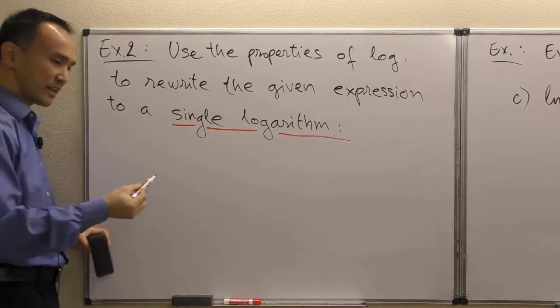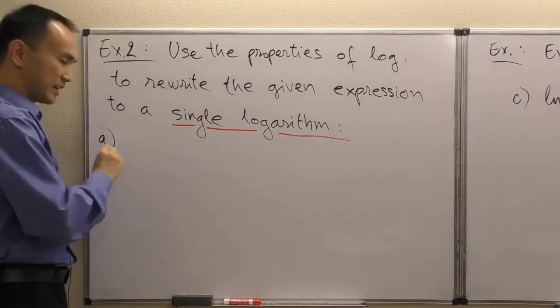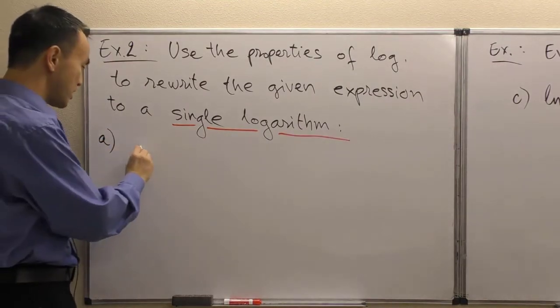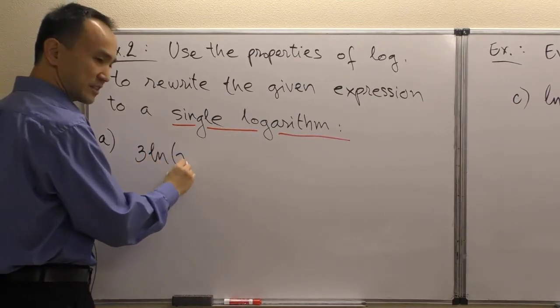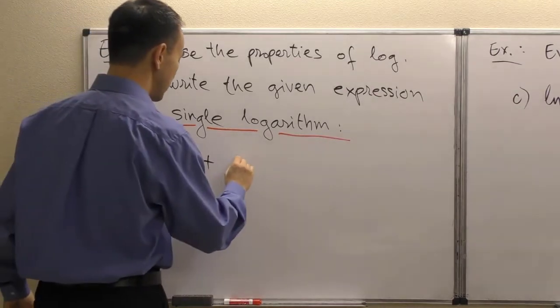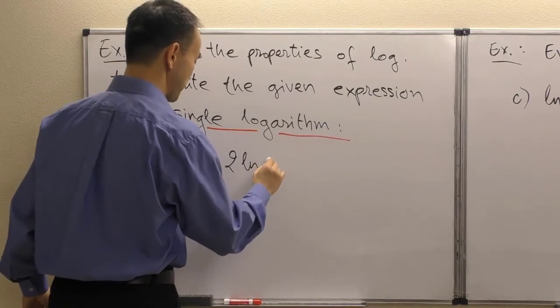All right, so let's look at our first problem here. We're looking at now part A. So how about 3 natural log of x plus 2 natural log of y?